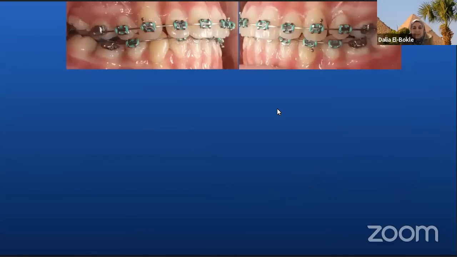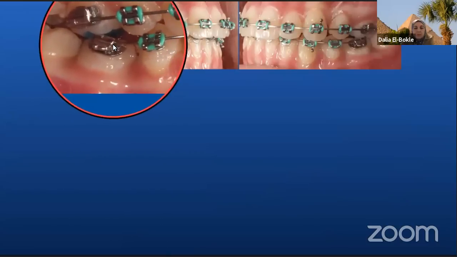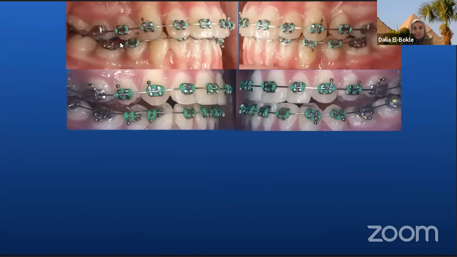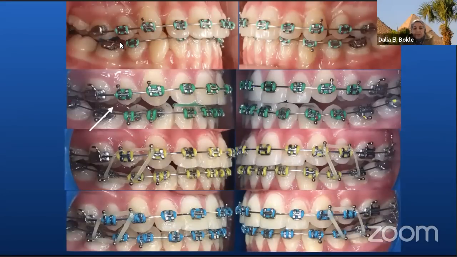So let's look at this case here that presented to my office with a deep overbite. And she had a bite turbo. You can notice the blue bite turbo on the upper molar here. So I had to remove the bite turbo and place it on the anterior teeth in order to allow for interocclusal clearance posteriorly. And with the help of box elastics, I was able to extrude the posterior teeth and at the same time achieve a correction of the deep overbite.